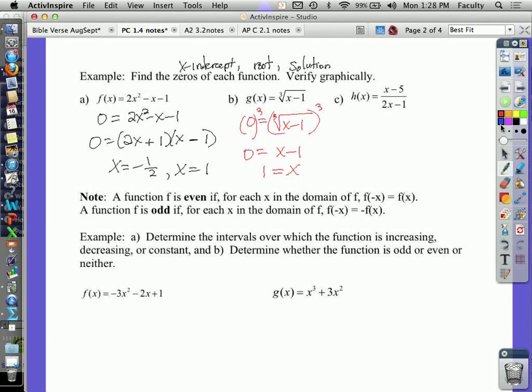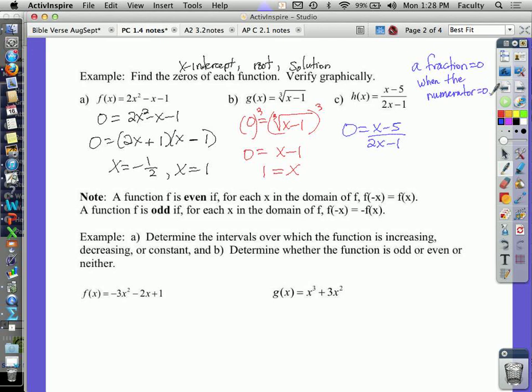All right, letter C. h of x equals x minus 5 over 2x minus 1. So we're really wondering, when does this fraction equal 0? And you really want to go back to about 3rd grade math when you're dealing with fractions. You want to think about, how do you know when a fraction equals 0? When does that happen? Stephanie? Okay, so let's write ourselves a note. A fraction equals 0 when the numerator equals 0.